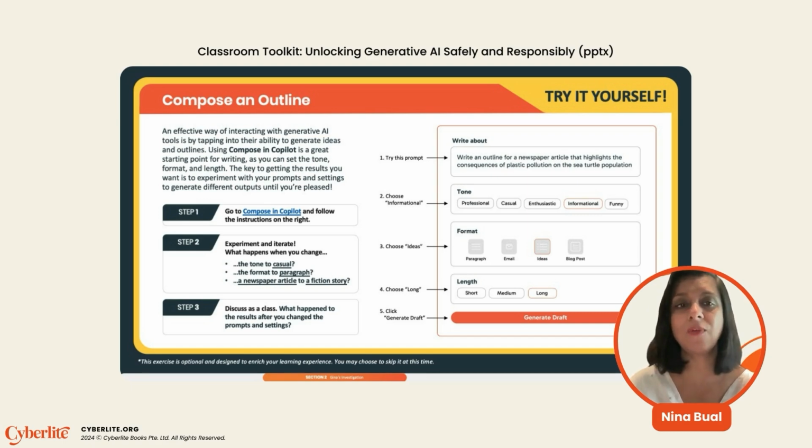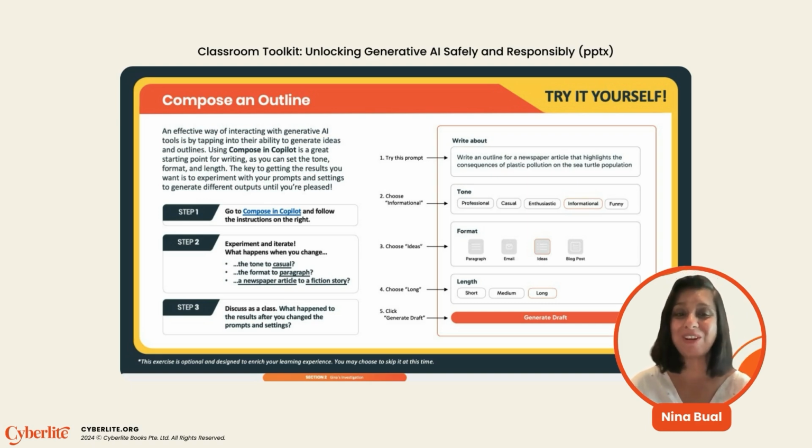So this try it yourself is to compose an outline. An effective way of interacting with generative AI tools is by tapping into its ability to generate ideas and outlines. Using Compose in Copilot is a great start for writing, as you see, set the tone, the format, the length. The key to getting the results you want is to experiment with the prompts and settings to generate different outputs until you're pleased. Now, in this example, we have used Compose in Copilot. If in your setting you're unable to access this, do feel free to use ChatGPT as well, or Meta AI, and follow the instructions on the right.